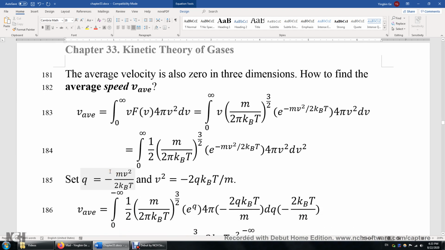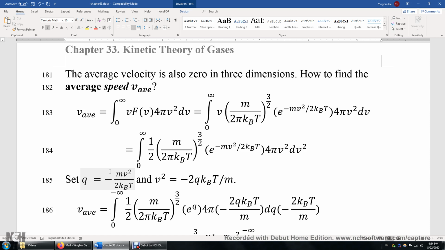We know the average velocity is 0 in the x direction, in the y direction, in the z direction. Therefore, the average velocity in three dimensions is also 0? Well, because its x, y, and z components are all 0. But can we find the average speed? Is that 0? Of course it's not.